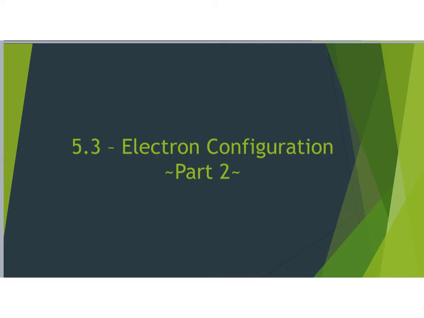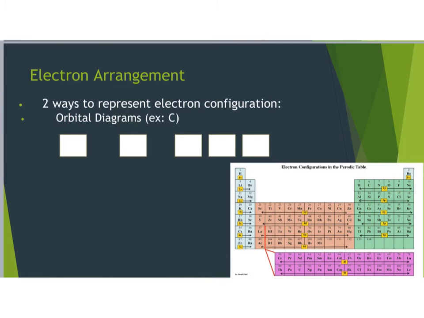Hello and welcome to lesson 5.3. Today we're going to look at the second part of electron configuration. If you recall, yesterday we talked about the three principles and rules that described how to fill our orbital diagrams. And if you remember, each box represents an orbital.